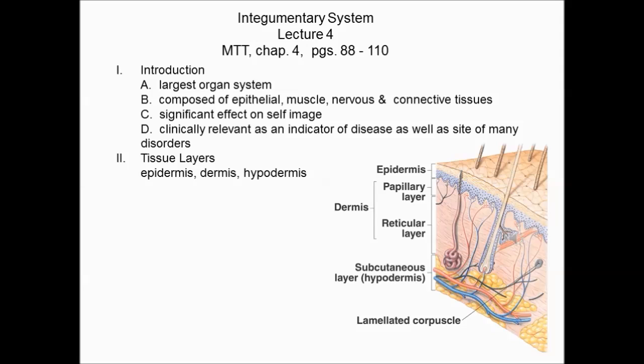So today we'll do lecture 4 on the integumentary system. It's kind of a relaxing, not too complex story. And we'll start out with some i-clicker questions.